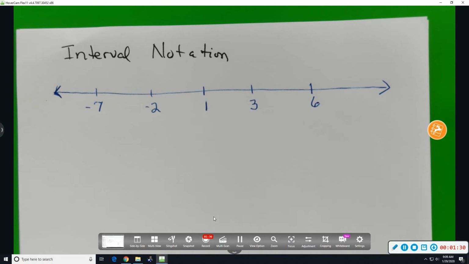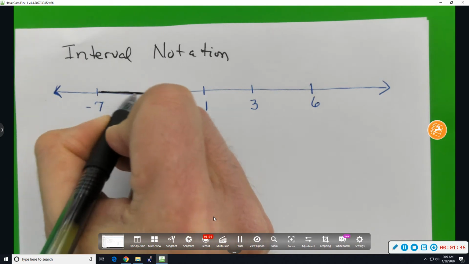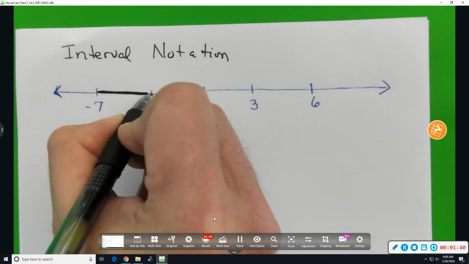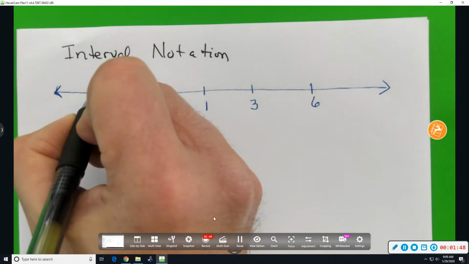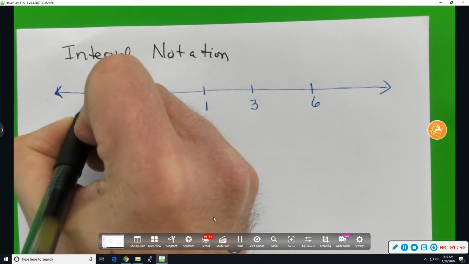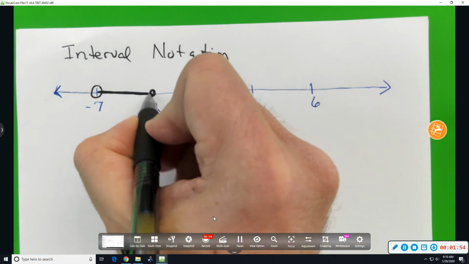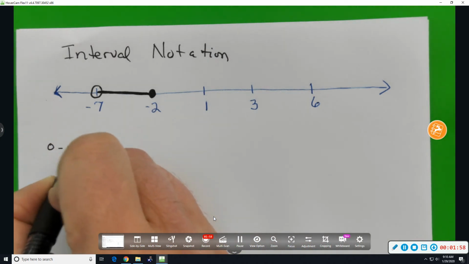There. So I'm labeling some numbers on the number line, and I'm going to shade regions on the number line. Like right here, I'm shading the numbers between -7 and -2. Can y'all tell that color? It's black. And then to indicate whether I'm including the number or not, the endpoint, I'll put open or closed circles. An open circle means not including. A closed circle means including.